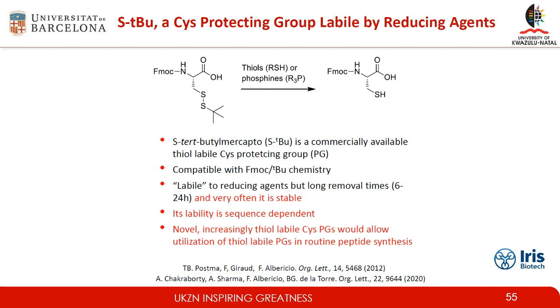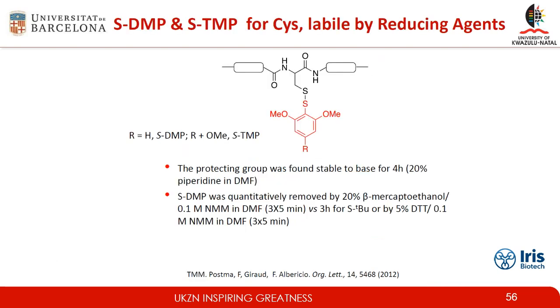With Thomas in Barcelona, many years ago, in collaboration with Lonza and with IRIS, we developed the S-trimethoxyphenyl or S-dimethoxyphenyl. At that moment, we were sure that it was stable to 20% piperidine in DMF and can be removed with 20% beta-mercaptoethanol in DMF containing 0.1 molar methylmorpholine, or also with 5% DDT in the same solvent.